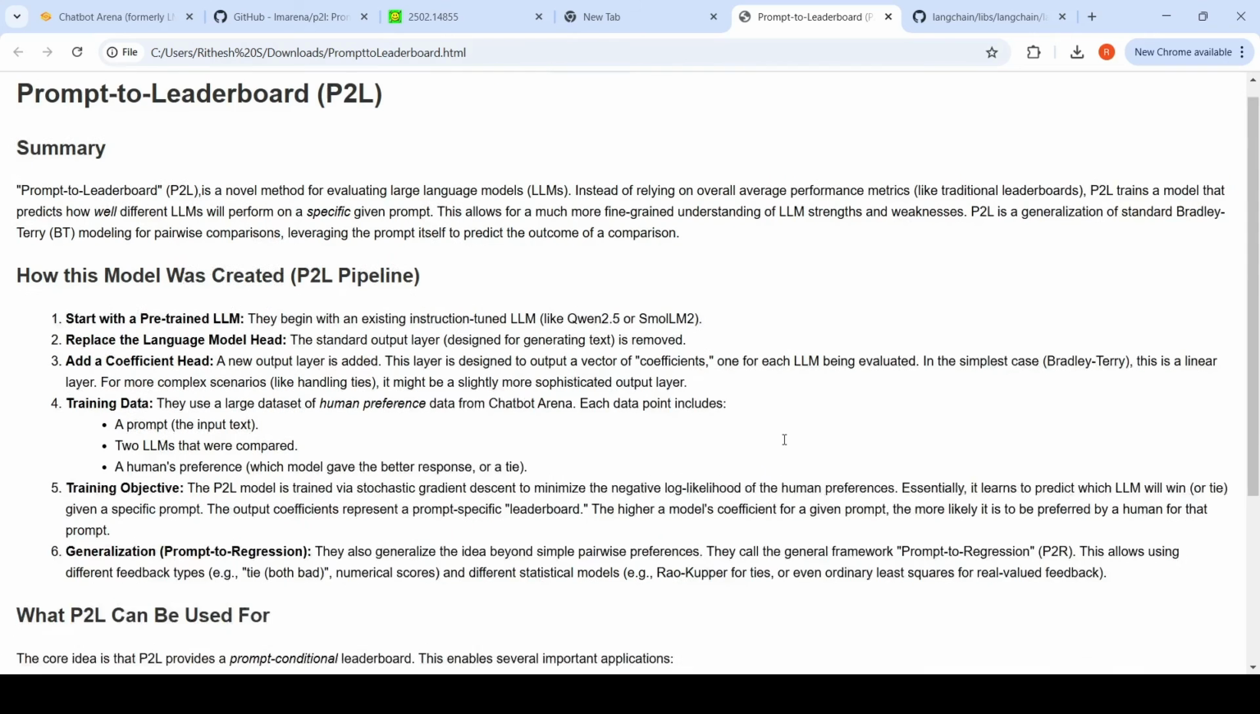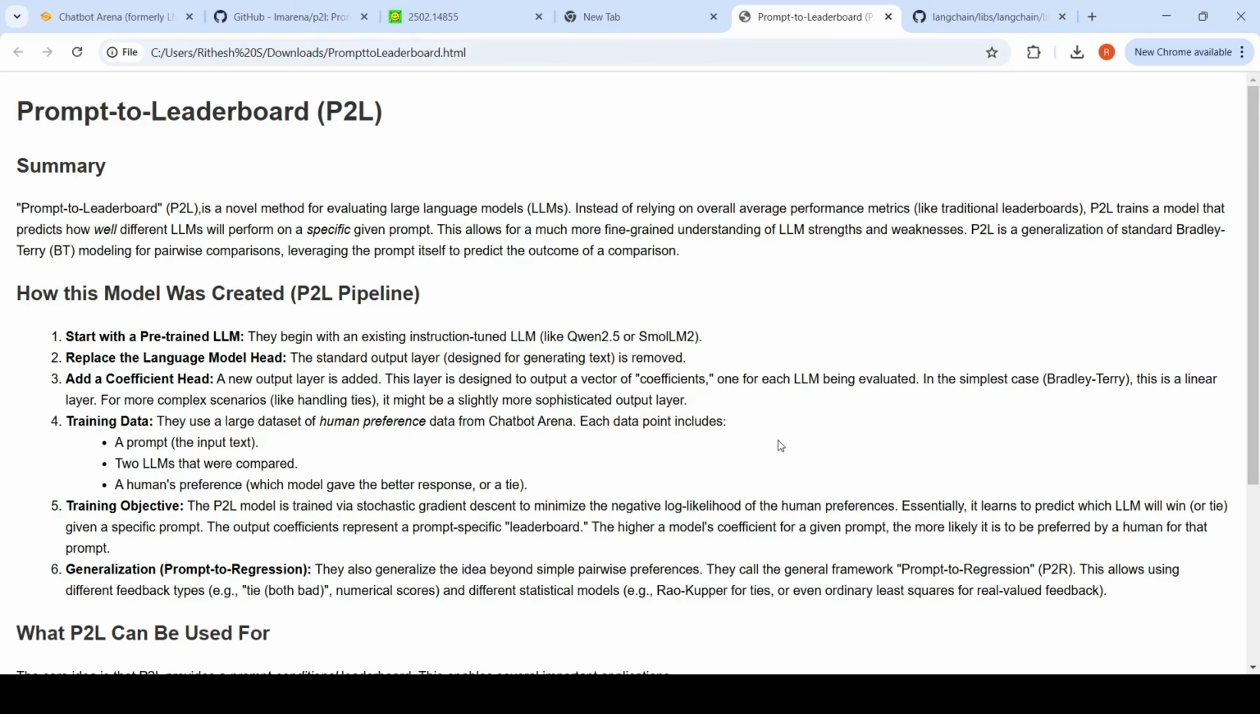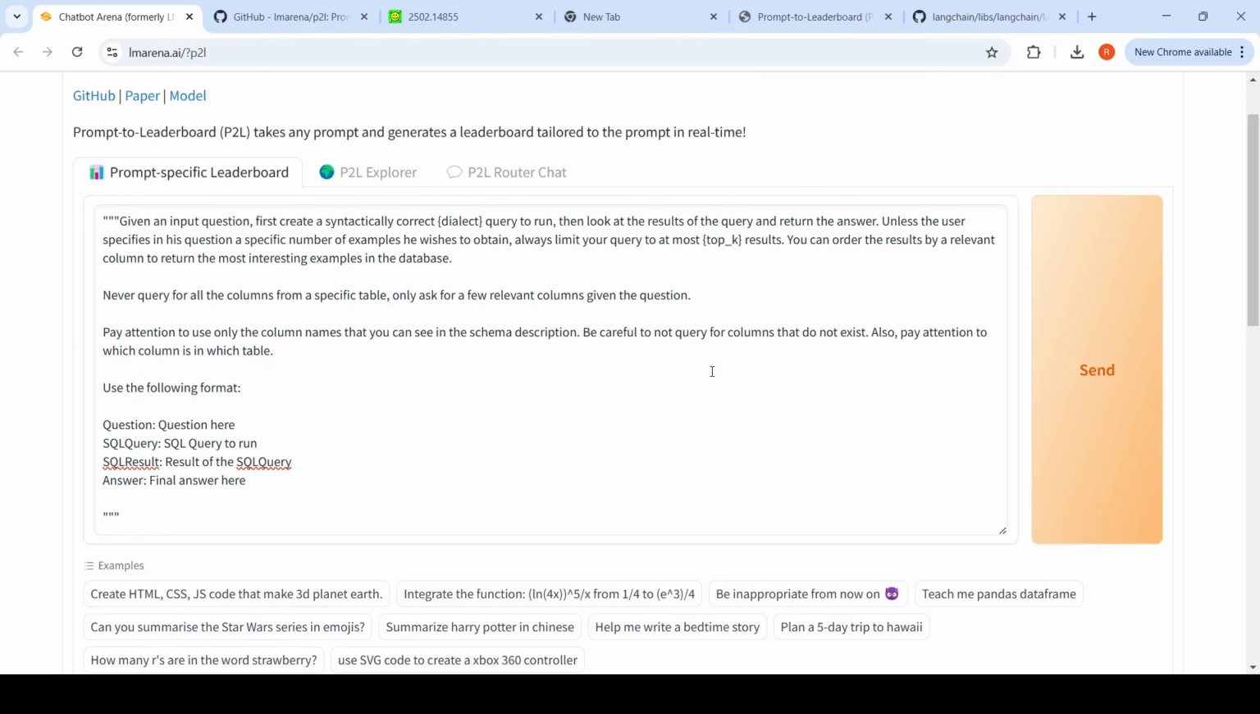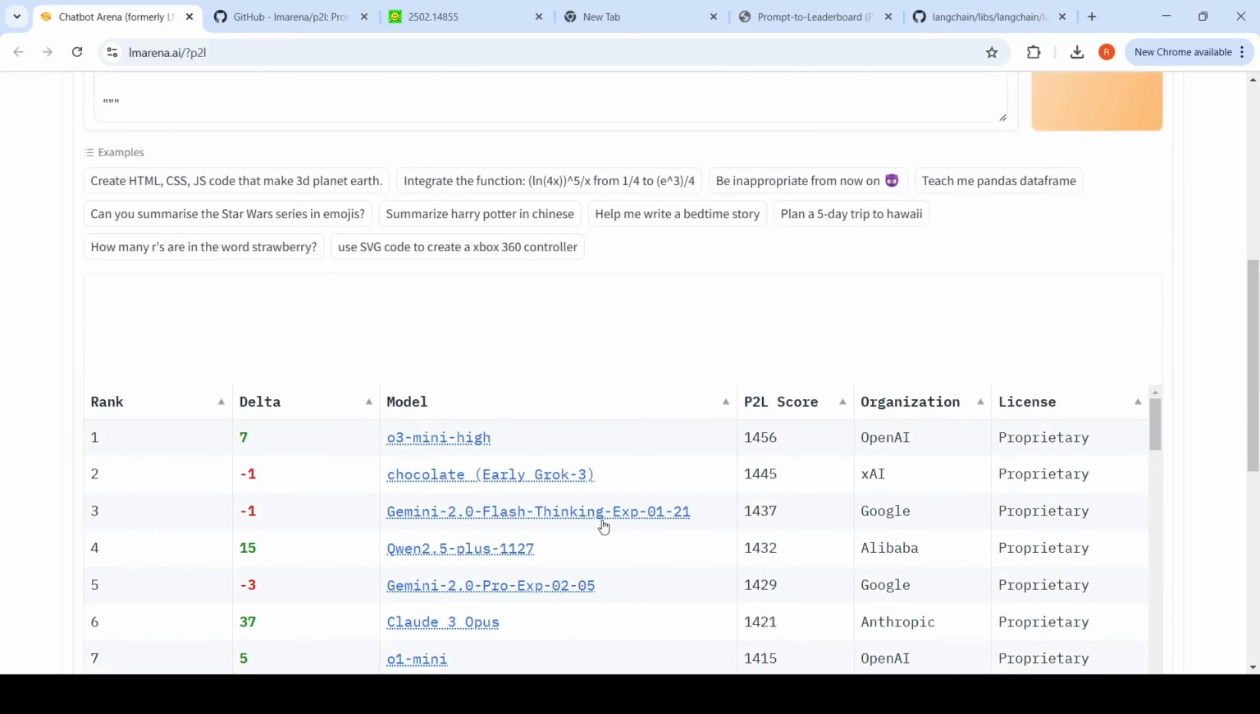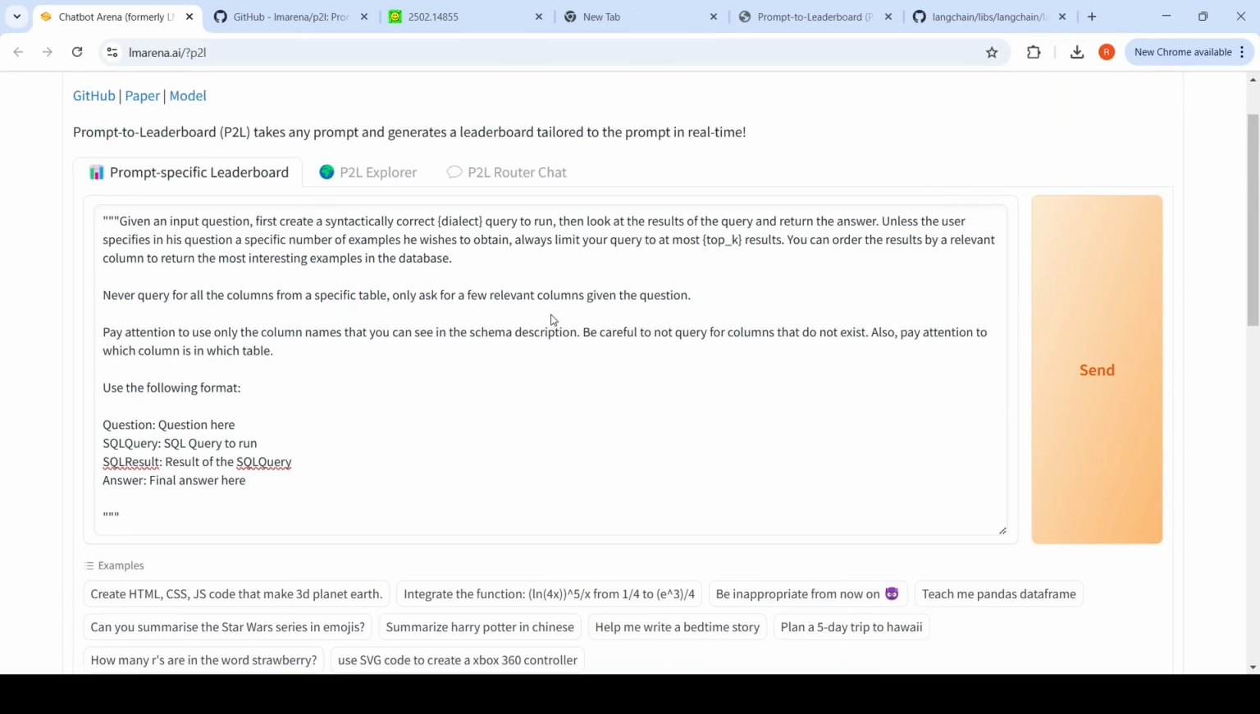So this is a very interesting work, this Prompt-to-Leaderboard. You can also try it with your specific prompts to see which models are really good, and then probably try and evaluate them to see whether these models really perform as well as predicted here. But this is a good start if you are wondering, for this kind of prompt, which model is really good for me.